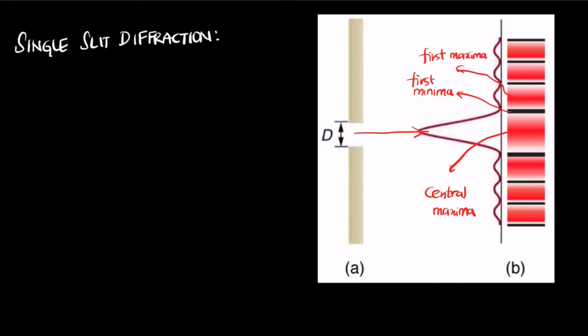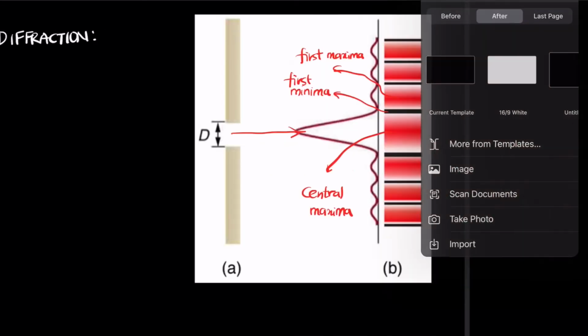Again, second minima, second maxima, third minima, third maxima. This way you can see single slit diffraction as well. So even when light passes through a single slit, it can still undergo diffraction. So the distance at which this generally occurs, we can look at it as a single diagram.